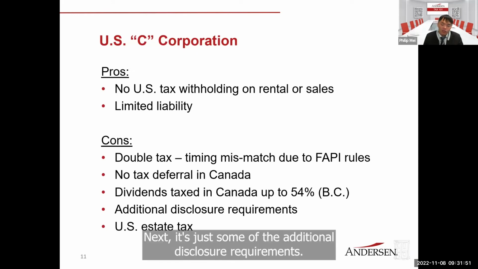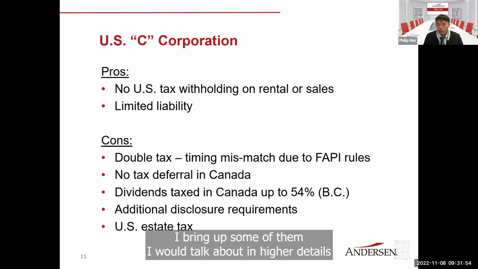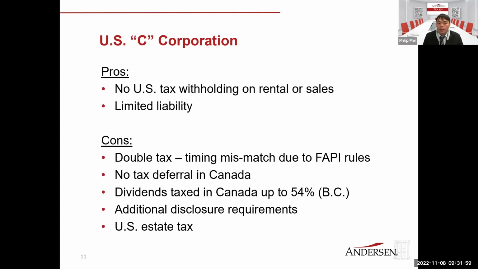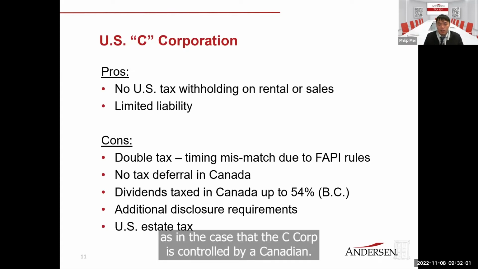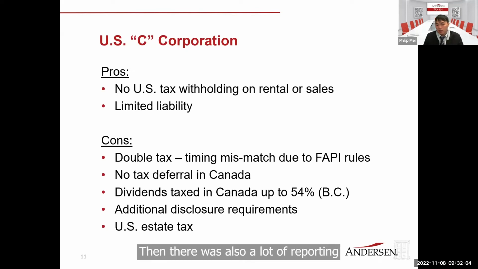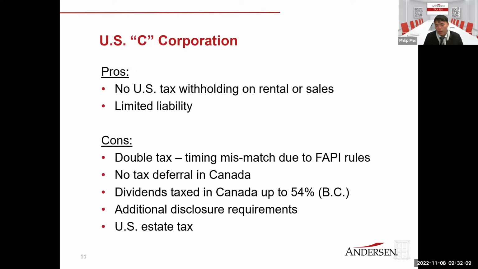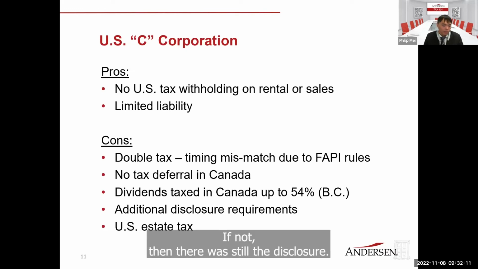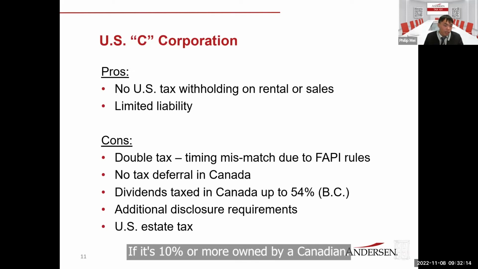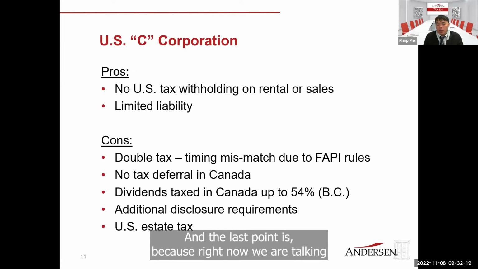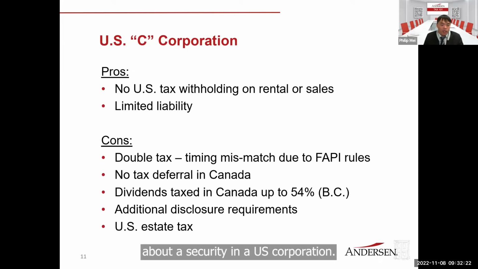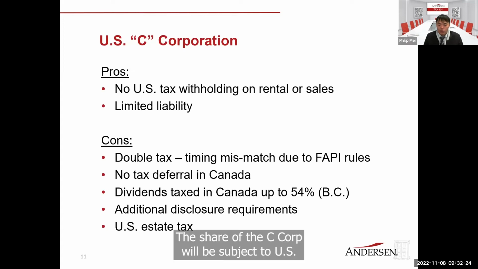Next are some additional disclosure requirements. I bring up some of them, and Atif will talk about them in more detail. In the case that the C corporation is controlled by a Canadian, all sorts of reporting are required in regard to the control of an affiliate. If not, then there is still a disclosure if it's 10% or more owned by a Canadian. And the last point is, because right now we are talking about a security in a US corporation, the share of the C corporation will be subject to US estate tax.